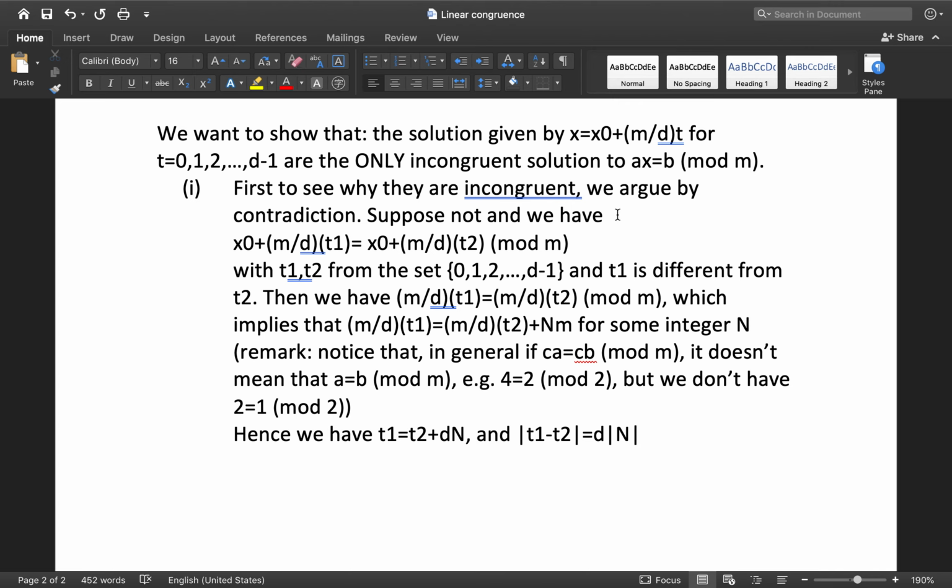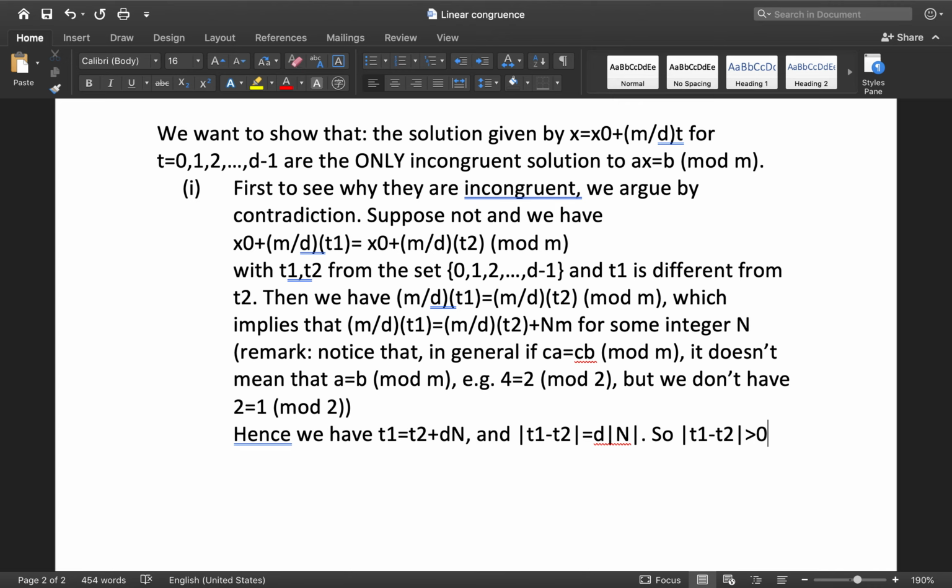Now, in particular, remember what your choices are. You say that T1 and T2 are different. You pick different members. So T1 minus T2 cannot be 0, right? Because otherwise that means they're the same. But here, because they're different, T1 minus T2 must be non-zero. In particular, the absolute value of T1 minus T2 must be strictly bigger than 0.